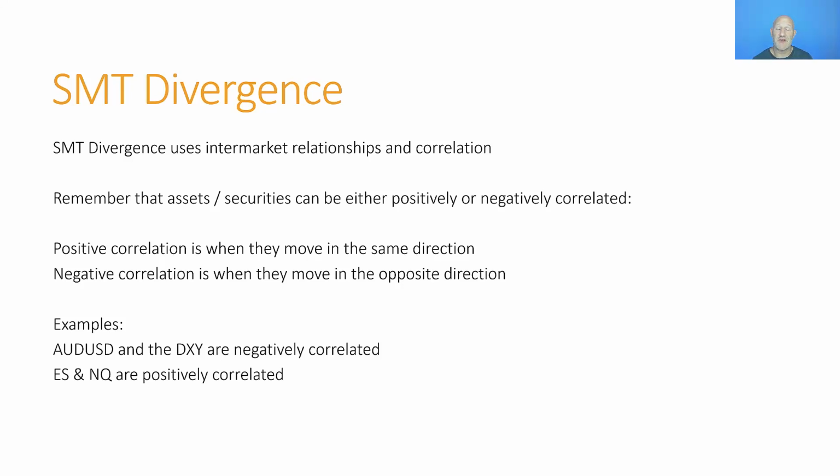Some examples of this are the Aussie dollar and the Dixie, and they're negatively correlated. So when the Aussie dollar is going up, you'd expect that the Dixie is going down. And correlated assets, which we've used throughout the mentorship program and is what we're going to use in the example we use to go through SMT today, is the ES and the NQ. So these are obviously intermarket relationships as well, and they're also correlated assets.